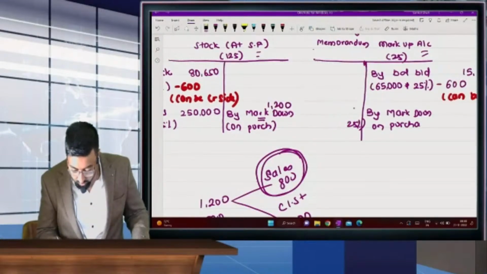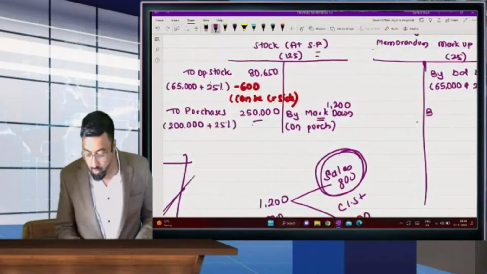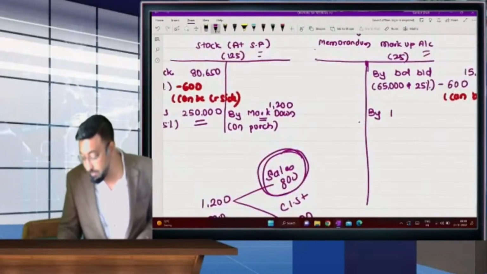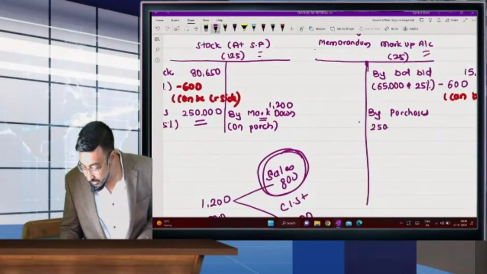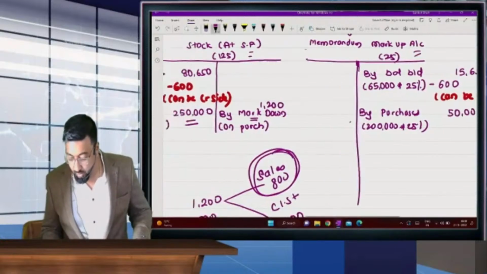Sorry, okay, my mistake. Okay, sorry. 2,50,000 markup on the credit side, on the credit side, by purchases 2,50,000, or you can consider 2 lakhs plus 25%. So this is a markup on cost.